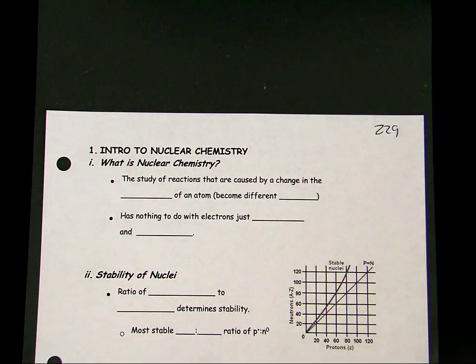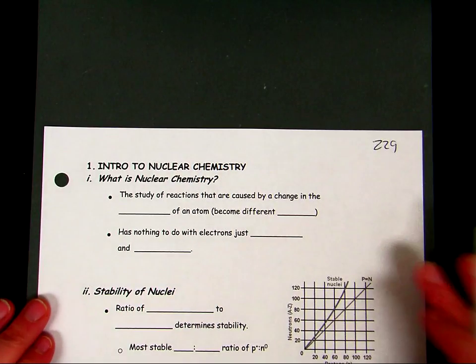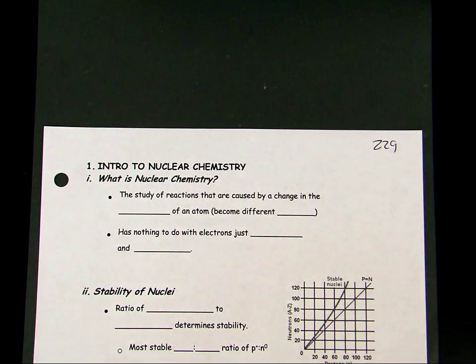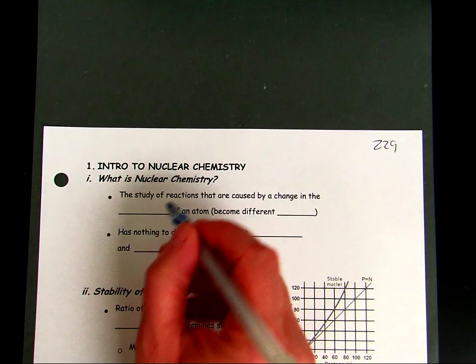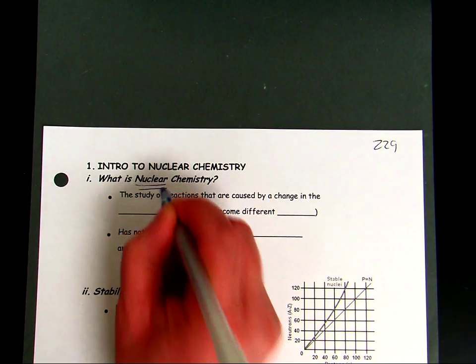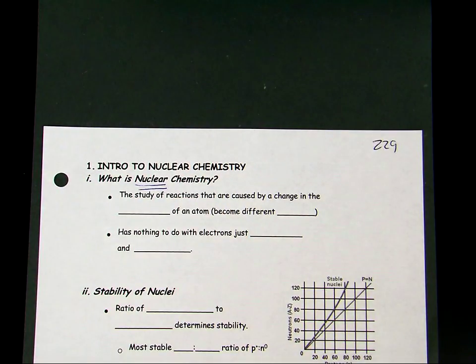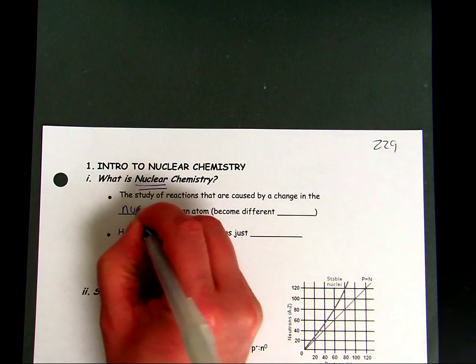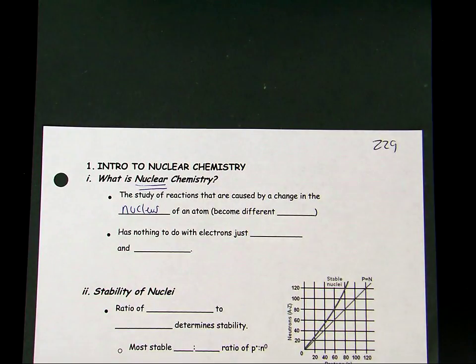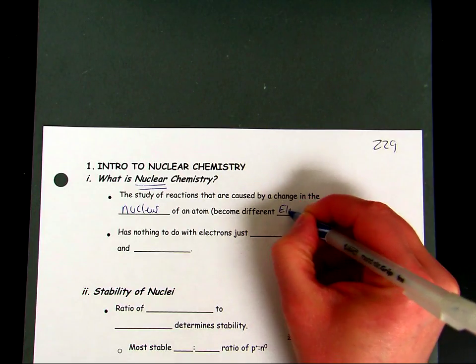Nuclear chemistry, note page 229. So, introduction to nuclear chemistry. What is nuclear chemistry? First thing that you need to recognize is that it says nuclear, and think about the atom. So, nuclear chemistry is the study of reactions that are caused by a change in the nucleus of an atom. And because of a change in the nucleus, the atom actually becomes a different element.